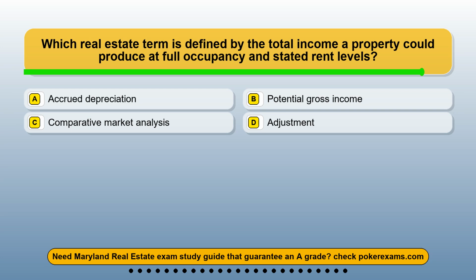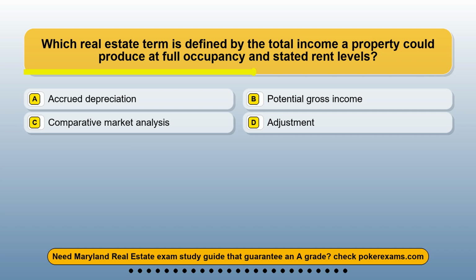Question 19. Which real estate term is defined by the total income a property could produce at full occupancy and stated rent levels? Option A. Accrued depreciation. Option B. Potential gross income. Option C. Comparative market analysis. Option D. Adjustment.